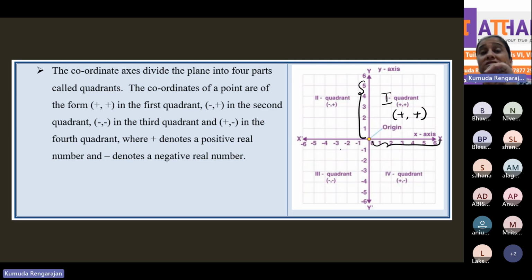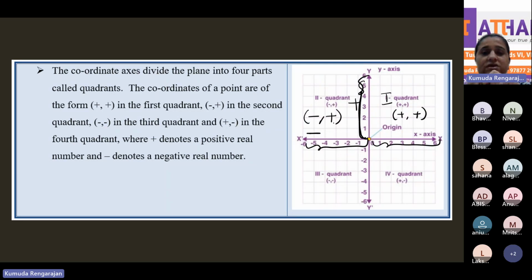I'll tell you what this x-coordinate is, what this y-coordinate is, I'll come there. Now, any point that lies in the second quadrant has the negative side of the x-axis and the positive side of the y-axis. So every point that lies in the second quadrant will have its x-coordinate negative and the y-coordinate positive.